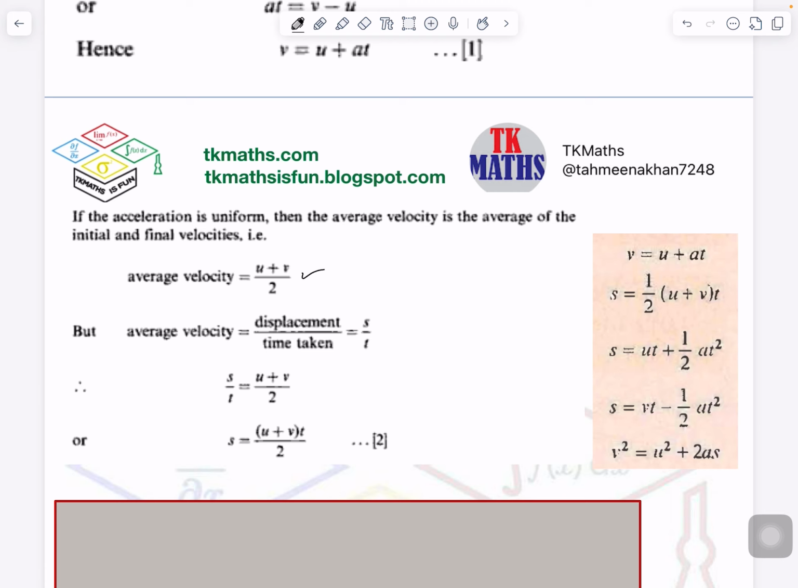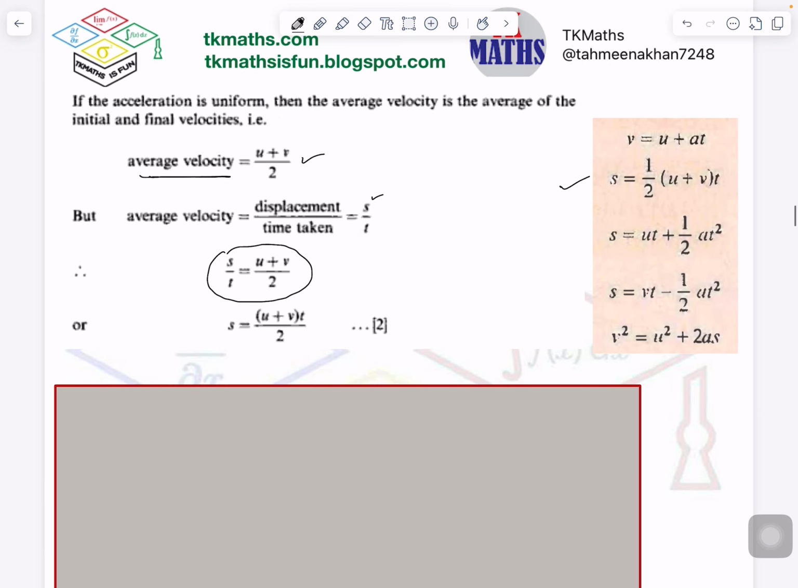But at the same time, we know average velocity is displacement over time. So if you equate, displacement over time equals (u plus v) over 2, and then manipulate it, you will get s equals half (u plus v) t, right? I'm calling it equation 2. Now comes the third one, s equals ut plus half at squared.